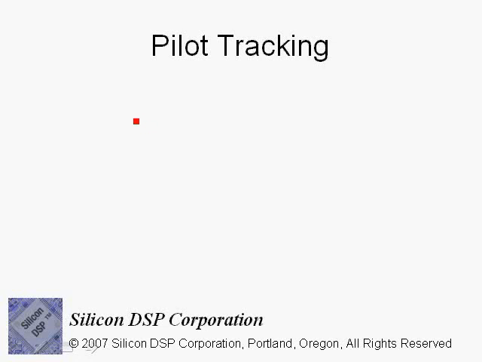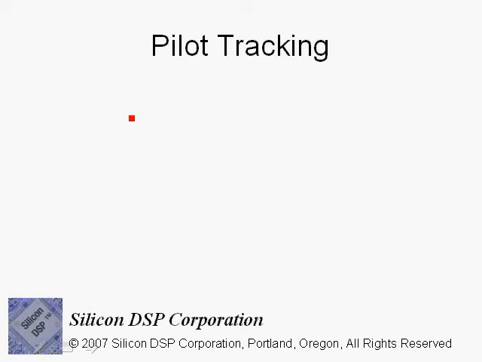In this section, we will discuss pilot tracking in OFDM systems. We will give some examples from 802.11a, some simulation results. We will talk about how to estimate the channel from the pilots, and we will also discuss fast fading channels as will be encountered in mobile wireless access networks.